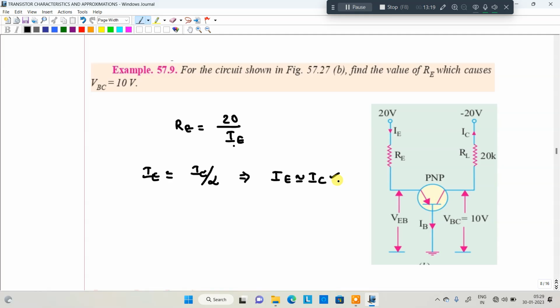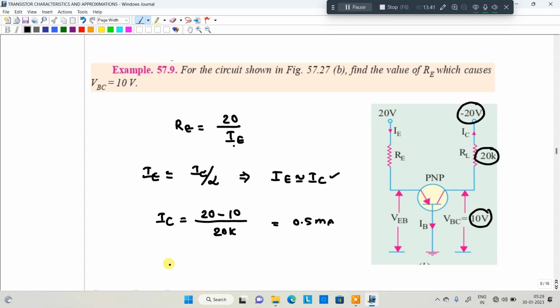So look at here. How to find IC? IC is equal to VCC, that is 20 volts, minus the voltage here, 10, divided by the resistance, 20K. From that it is 0.5 milliamperes. Therefore RE is equal to 20 divided by 0.5. Because both currents are approximately equal, it will be 40 kilo ohms is the answer. It is 40 kilo ohm.